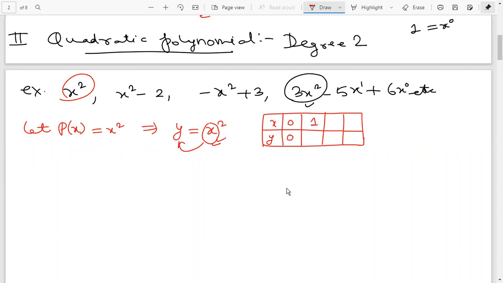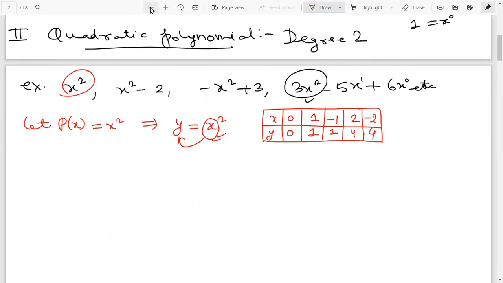So if we take x as 1, y will be 1 square, which is 1. X as minus 1, minus 1 square is also 1. X as 2, then 2 square is 4. And the last value we can take is minus 2, then minus 2 square is 4. These are sufficient values, because now this graph will not come as a straight line.